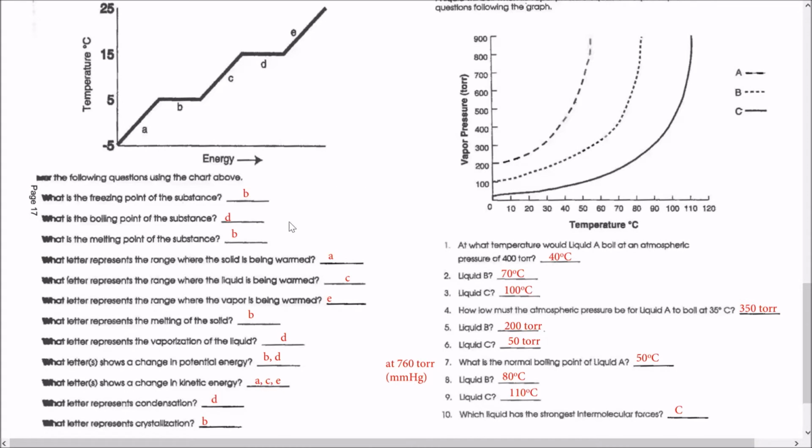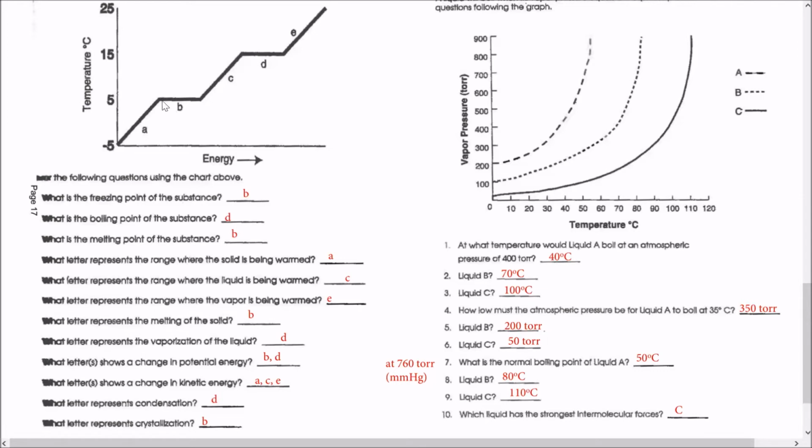There we go. So you can take a look and scan down here, but let's just, like before, really go through here and say what's happening. So here at A we have a solid. The solid is going to get heated up and energy is added until it gets to the melting point.